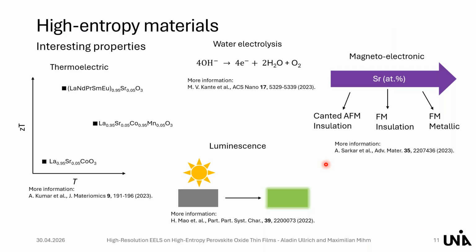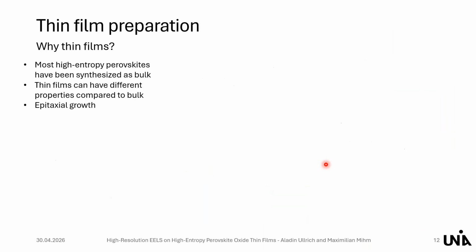And as in the title, we used a thin film. So why are thin films of interest? Because most of the high entropy perovskites have been synthesized as bulk. And what we know is that thin films can have different properties compared to bulk systems. And also epitaxial growth is important, because with the right substrate, we can control the orientation of our high entropy film, and properties can differ along different crystallographic orientations.